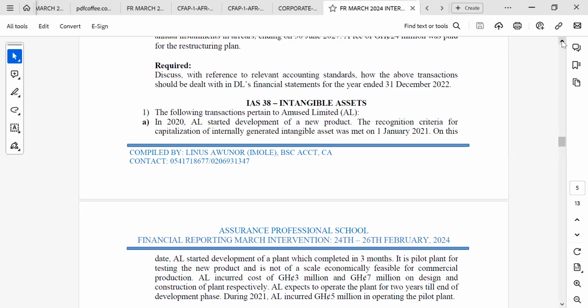On what date? 1st January 2021. And the company started development of a plant which completed in 3 months, isn't it? It is a pilot plant for testing the new product and is not of a scale economically feasible for commercial production. The company incurred a cost of 3 million and 7 million on design and construction of the plants respectively. Do you know the design that they are talking about?